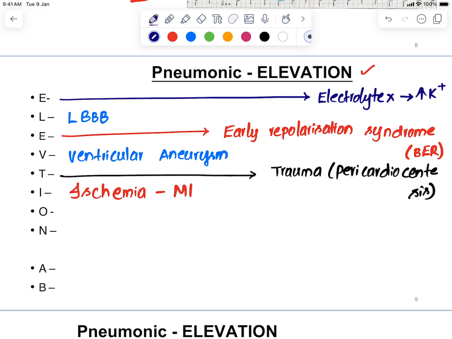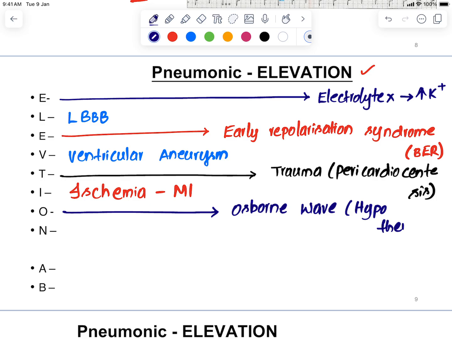And the letter O stands for the Osborn wave. Now what is the condition where you have the presence of the Osborn wave? The Osborn wave is seen in cases of hypothermia. In hypothermia, you come across this Osborn wave. So in patients with hypothermia also, you have the presence of ST segment elevation, right? I'll be showing you that Osborn wave as well as ST segment elevation of hypothermia parallelly.